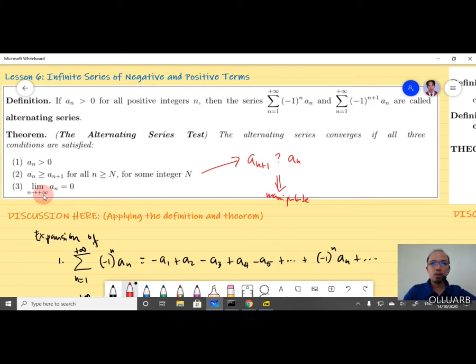Or the other way is to show that a sub n plus 1 is less than a sub n. You can divide both sides by a sub n.